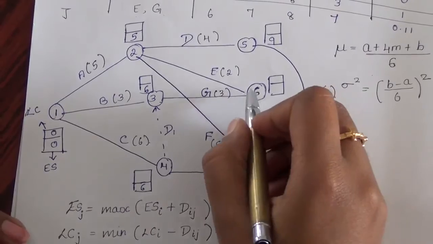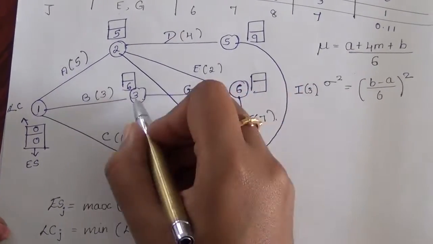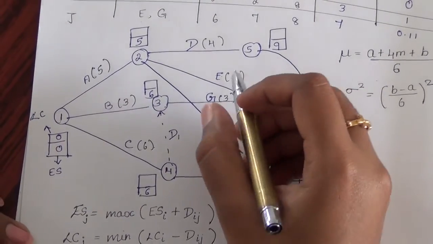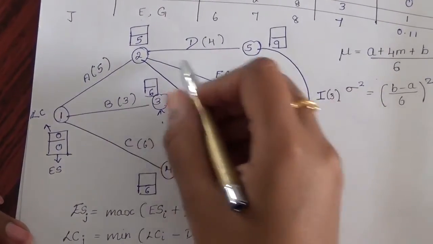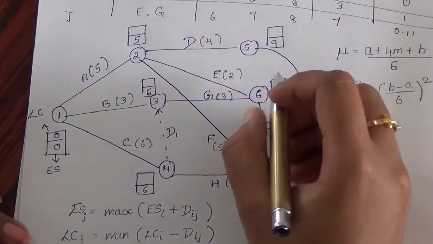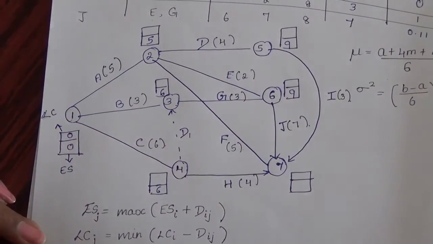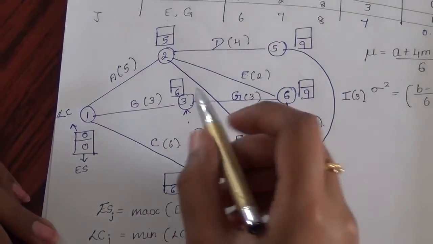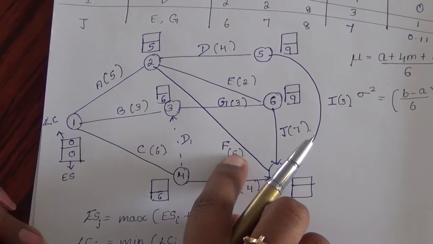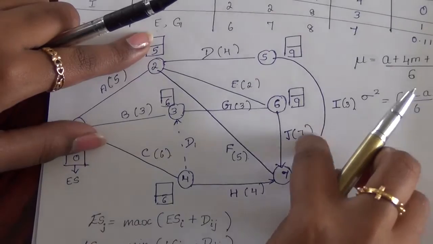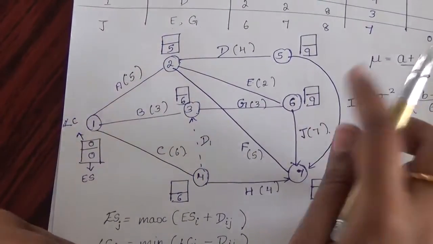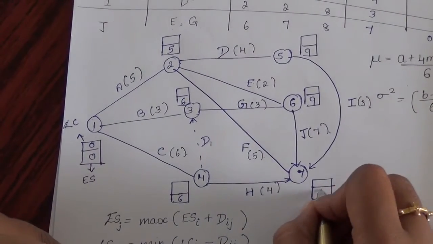For 6, it has two activities coming to it, from 2 and from 3. We have to calculate both and find the greater value. 5 plus 2 will be 7 and 6 plus 3 will be 9. Since 6 plus 3 is greater, I am representing it here as 9. For 7, it has three activities coming in, from 2, 6 and 5. So 5 plus 5 will be 10, 7 plus 9 will be 16 and 9 plus 3 will be 12. 7 plus 9 is greater, so I am representing it here as 16.